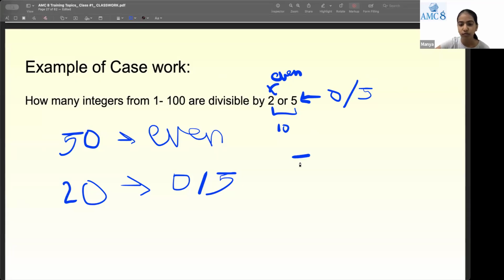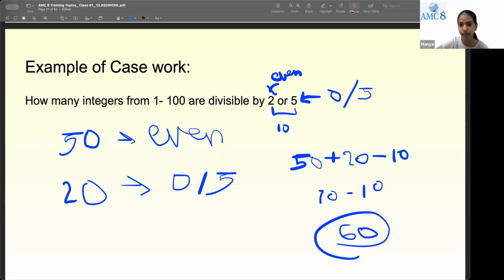So we would do 50 plus 20 minus 10. That would be equal to 70 minus 10, which is equal to 60. And so our final answer would be 60. Does anyone have any questions on this problem?